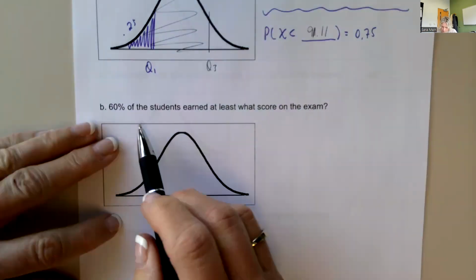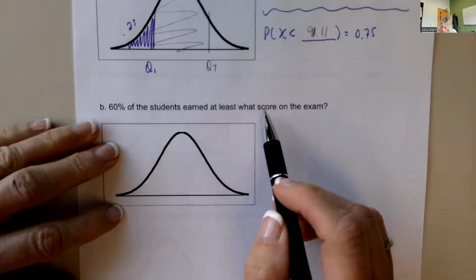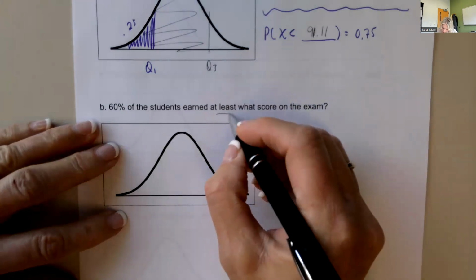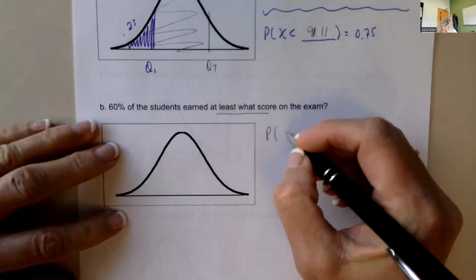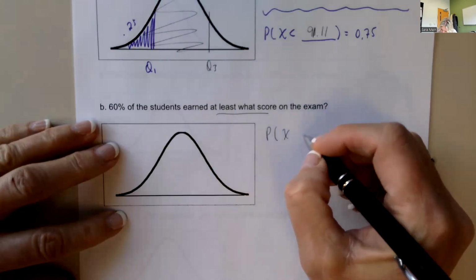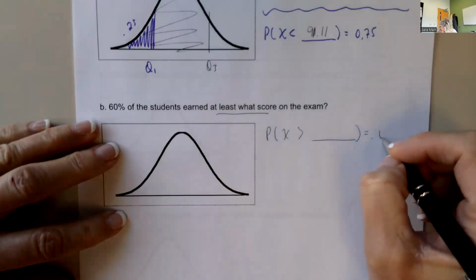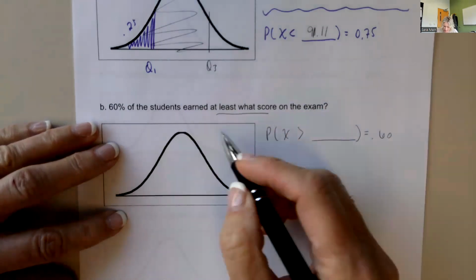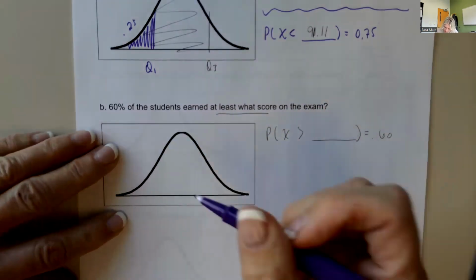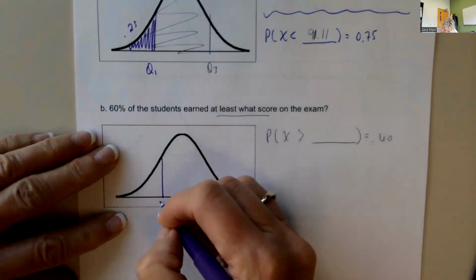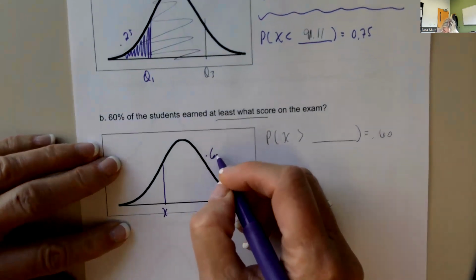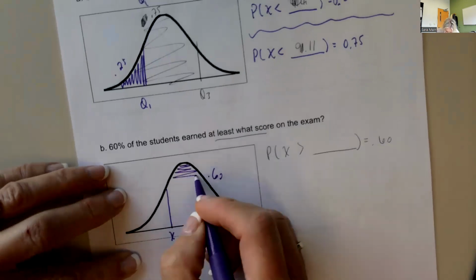B says 60% of the students earned at least what score on the exam? So at least is going to be a greater than. What score did at least 60% earn? And 60% is pretty high, so it's bigger than 1/2. So that means that this is 0.6, this space here.